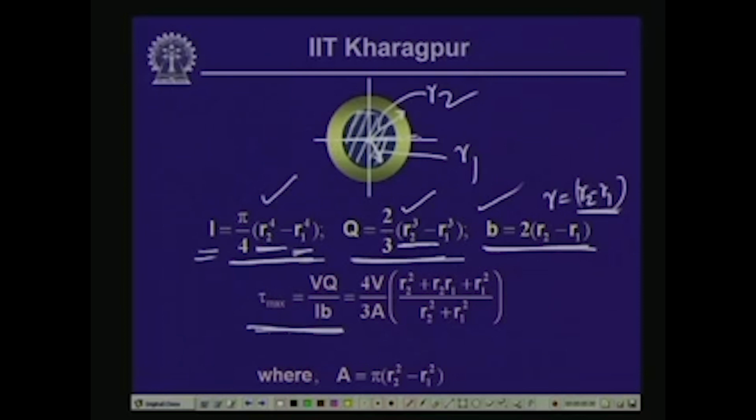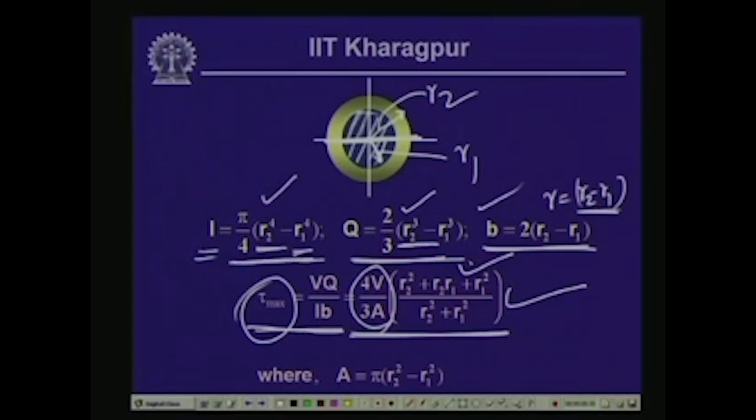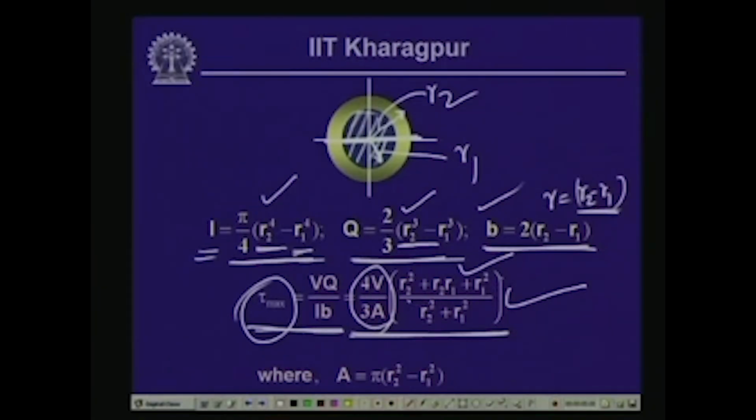in this case also we compute the shear stress at the neutral axis position, which is the maximum shear stress, and it is given by this expression, the 4V by 3A of the solid circular section, modified by this parameter, where r2 and r1 are the radii of the external and the internal boundaries of this circular section. So, the value which modifies 4/3 V by A is r2 square plus r2 r1 plus r1 square by r2 square plus r1 square, where the area is equal to pi times r2 square minus r1 square.